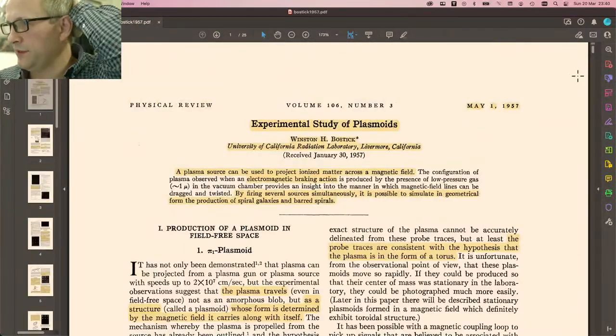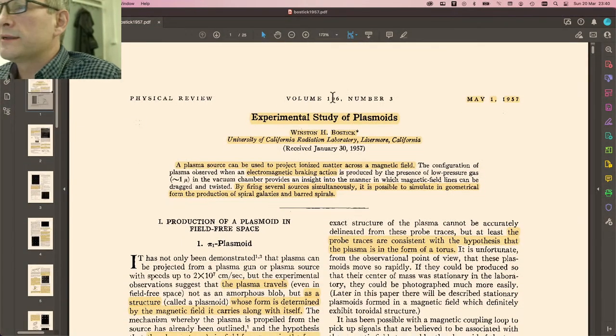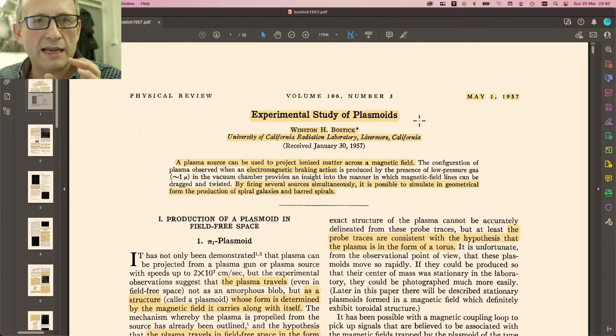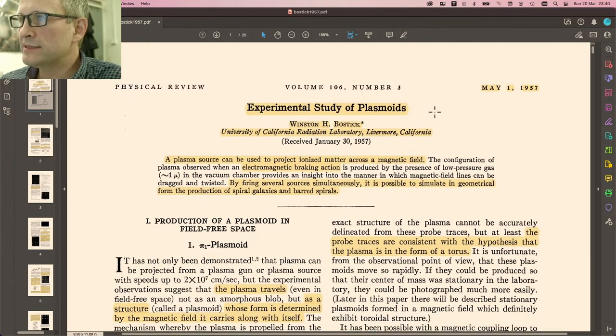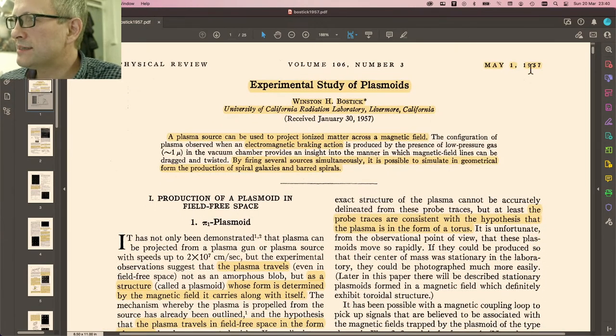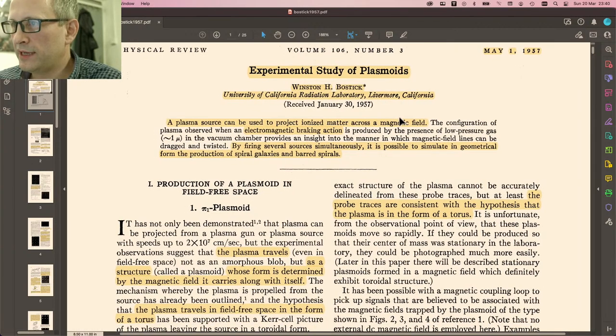Again, not going to read everything. Sorry, 1957 paper. There's another, later one that I've discussed before. I'm not going to talk about that today, but basically his thinking had advanced a little bit more, and he basically said that all matter, from the smallest all the way through to galaxies, could be explained by understanding this phenomenon. Anyway, this was May the 1st, 1957. So, Experimental Study of Plasmoids, Winston H. Bostick at the University of California Radiation Laboratory, Livermore, California. Okay, it was received January 30th, 1957.